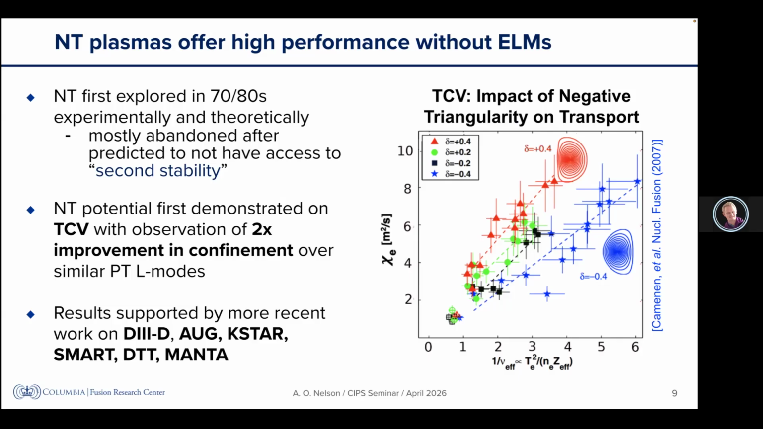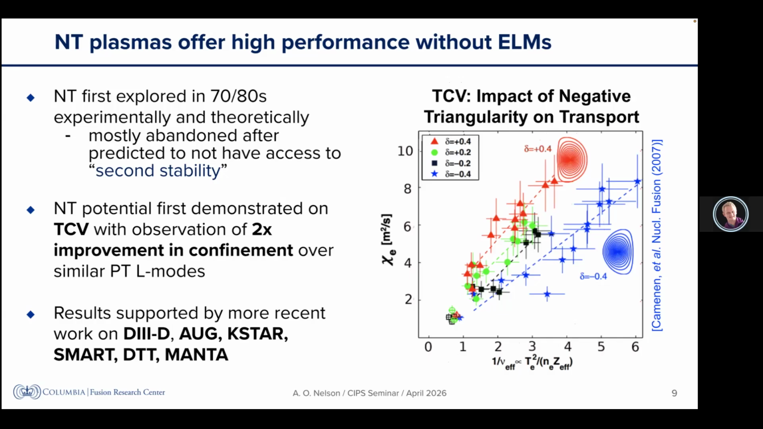But in the early 2000s, there's a tokamak in Switzerland called TCV, which is really, really flexible in shaping. It's literally just a rectangular box, and they can make any shape that they want. And they started to notice, playing around, that you can get improved confinement in L mode only if you go to this negative triangularity shape. And so that's shown here.